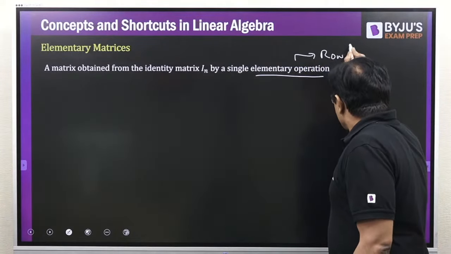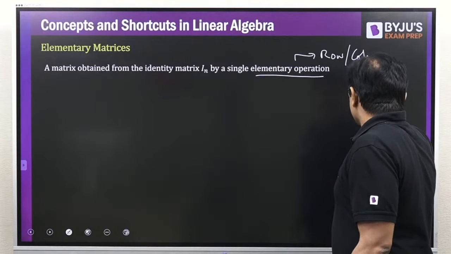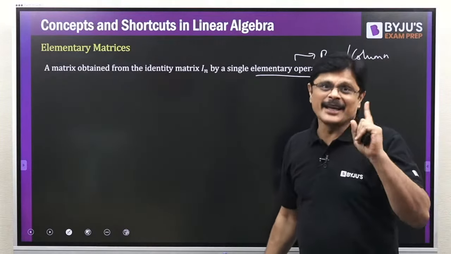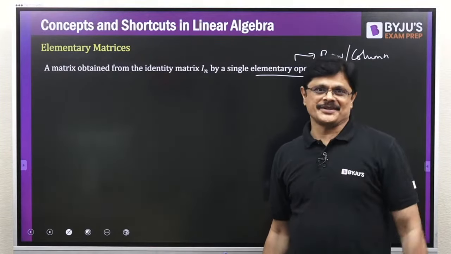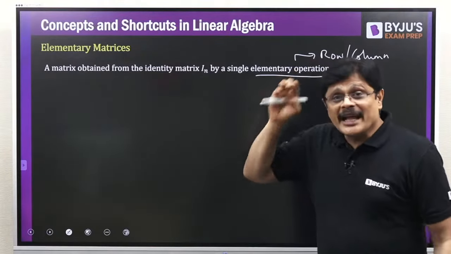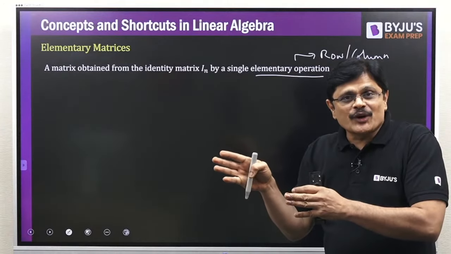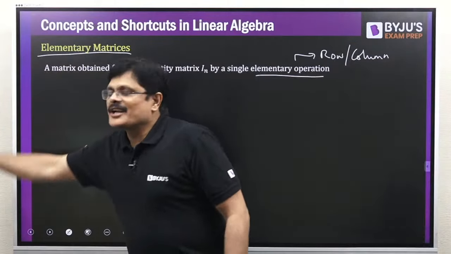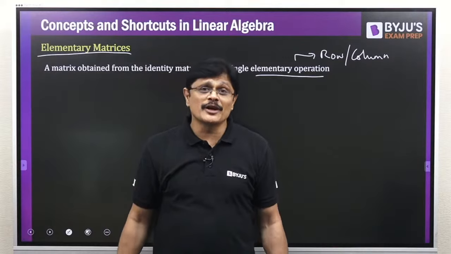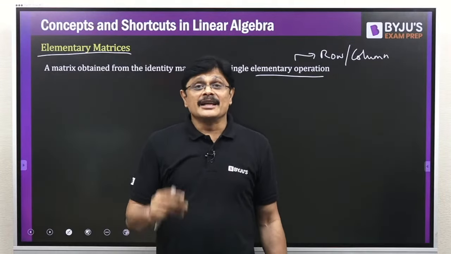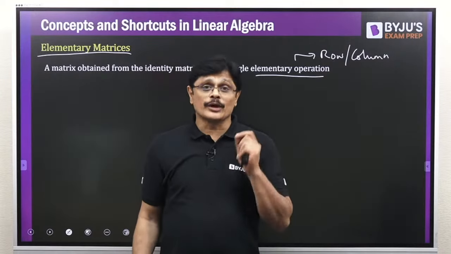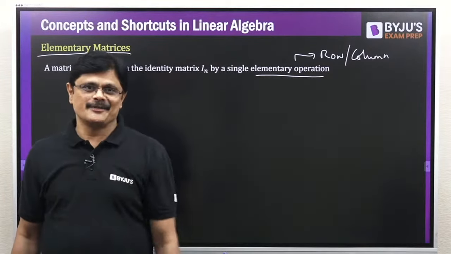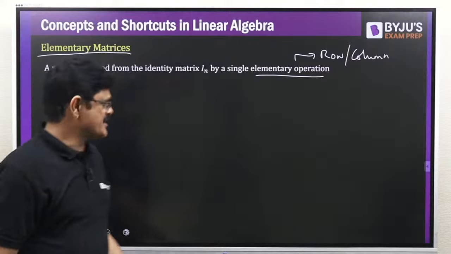Either row or column. Single. Okay? Single elementary operation. Am I clear? Then the new matrix which is obtained is what we call an elementary matrix. And there is a beautiful result for elementary matrices. The inverse of an elementary matrix you can find just like that within no time. By looking at it you can answer that. And that is the topic of today, my dear friends.